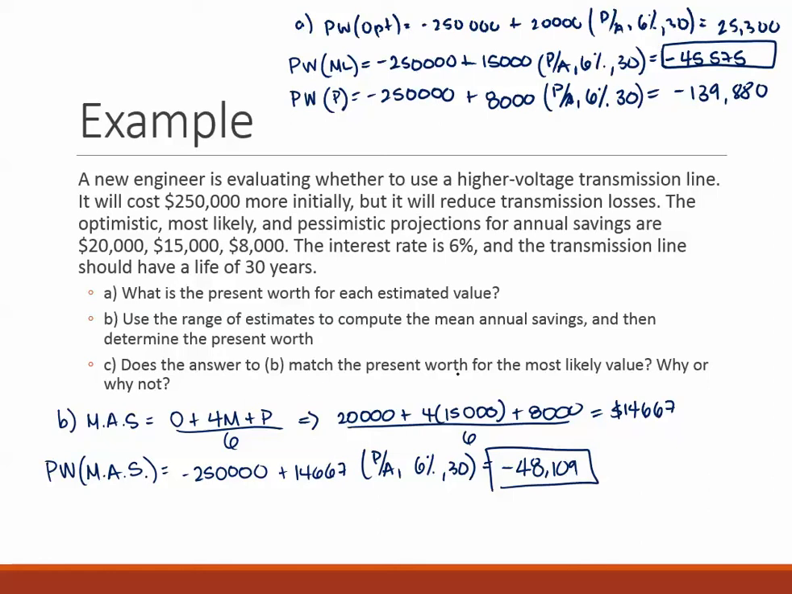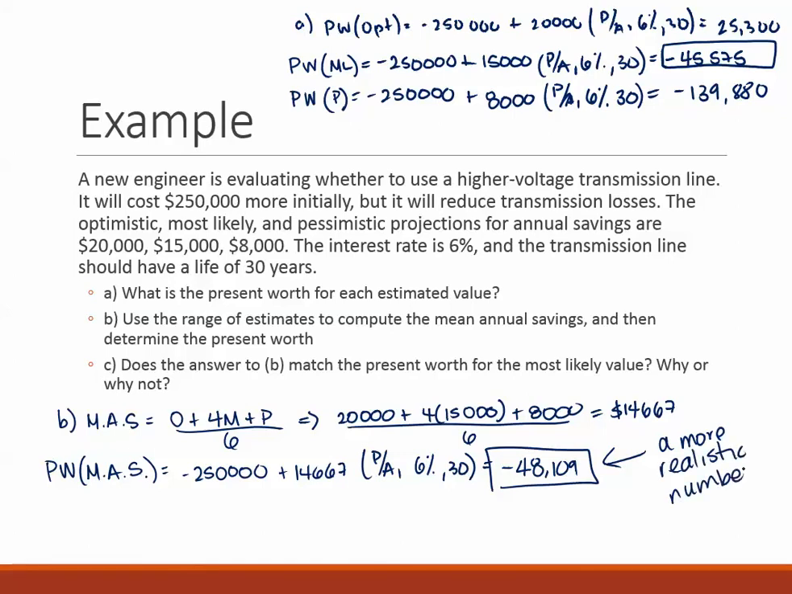Okay, so now part C asks me to compare. Does the answer to B match the present worth for the most likely value? Why or why not? So here we see that it's actually worse if we go with the mean annual savings. And why would we even bother doing all of this? Well, as you can see, it's actually a little worse off than here. And now in this particular example, it turns out my decision would be the same whether I use the most likely or the mean annual savings. But it is important to see that it is worse with the mean annual savings, because if we take into consideration that there is a probability that we could go as low as this, this is actually a more realistic number that takes into account that possibility.